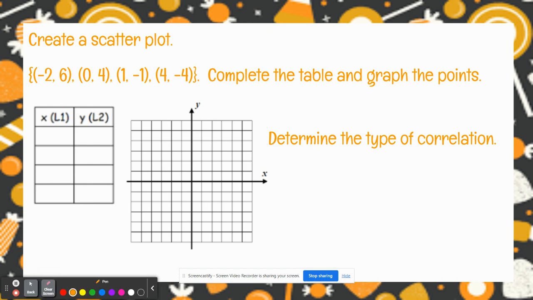So here we have create a scatter plot. So we're going to take our ordered pairs and create them into a table. So -2, 6, 0, 4, 1, -1, and 4, -4. It says complete the table and graph the points. So we got -2, 6, so left 1, 2, up 1, 2, 3, 4, 5, 6. Got 0, 4, so I don't go right or left. I just go up 1, 2, 3, 4. And then 1, -1 goes right 1, down 1. 4, -4 goes to the right 1, 2, 3, 4, and then down 1, 2, 3, 4.